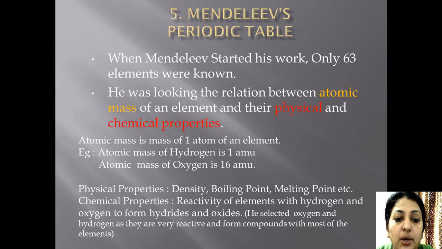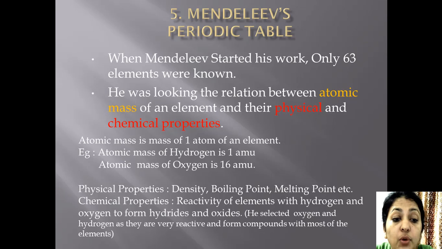Now we know that atomic mass is the mass of one atom of an element. For example, the atomic mass of hydrogen is 1 AMU, atomic mass of oxygen is 16 AMU, atomic mass of carbon is 12 AMU, and so on, as we have learned in class 9th. So atomic mass is the mass of one atom of an element.